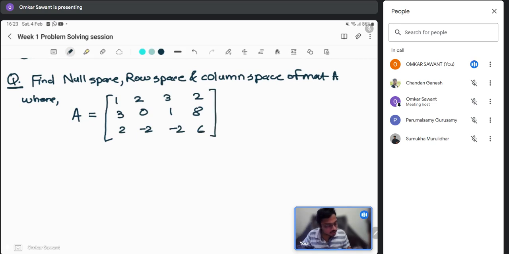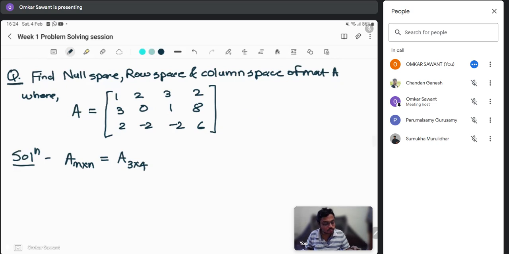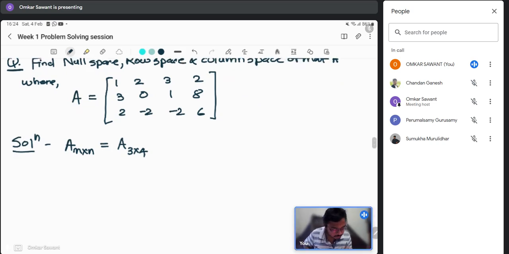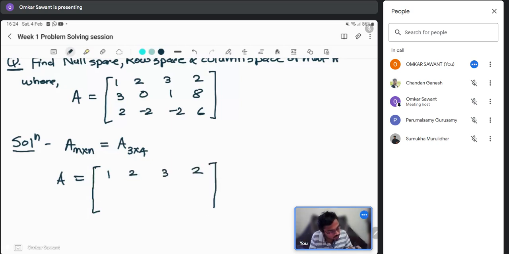Okay, what is the order of the matrix? 3 cross 5, sir. 3 cross 4. Yes, 3 cross 4. Okay, so what do we do first? Reduce to echelon form, right? So just tell me how to reduce this matrix. What operations do we have to conduct? Row transformations, sir. Yes.